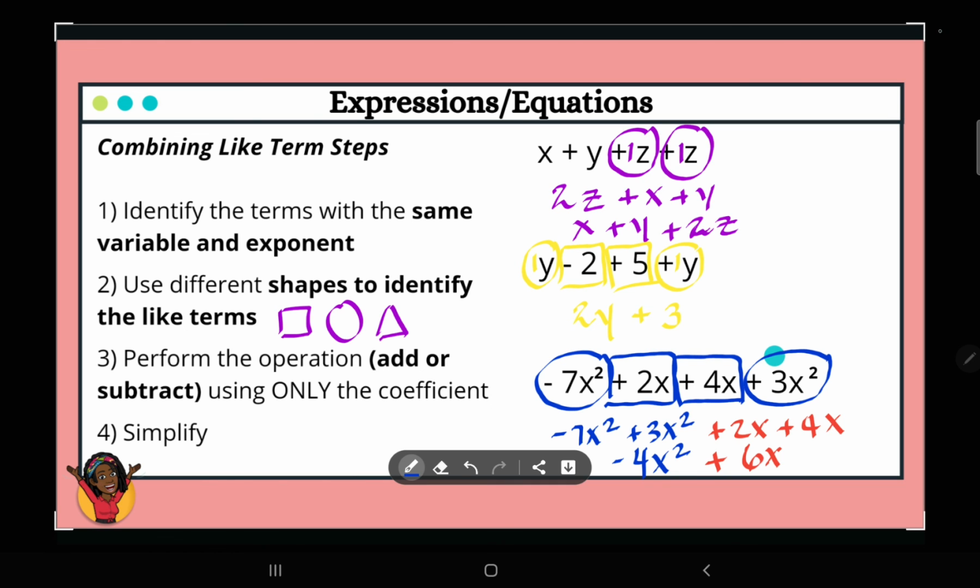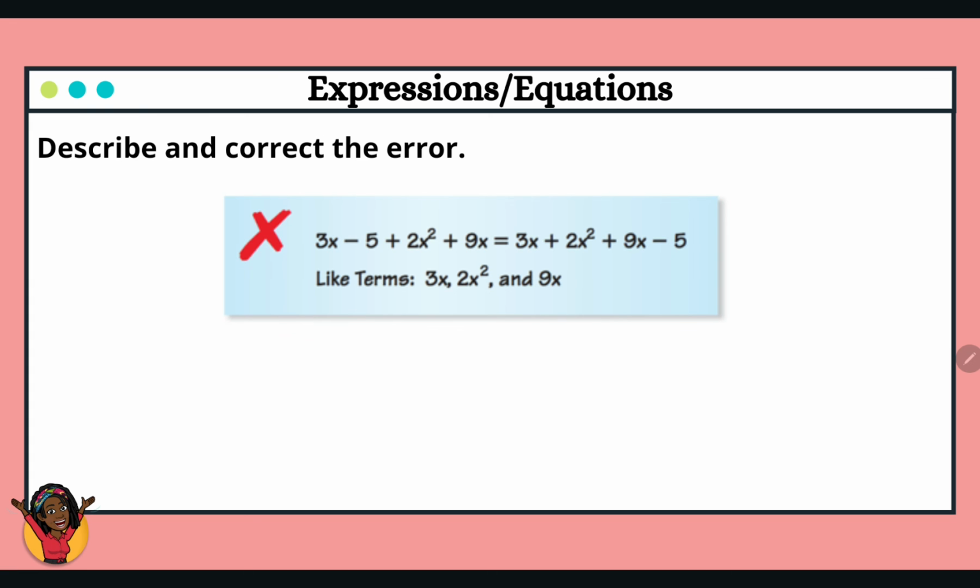All right, let's take a look at one more example. So this example is asking us to describe and correct the error. So here we're given 3x minus 5 plus 2x squared plus 9x, and this is equal to 3x plus 2x squared plus 9x minus 5. So this person rewrote it. Okay. And they said that the like terms are 3x, 2x squared, and 9x.